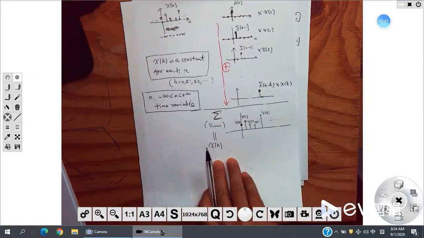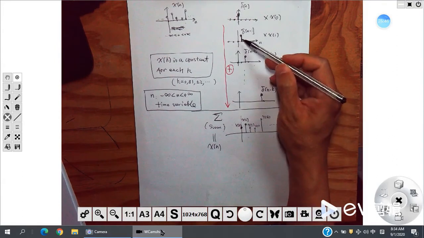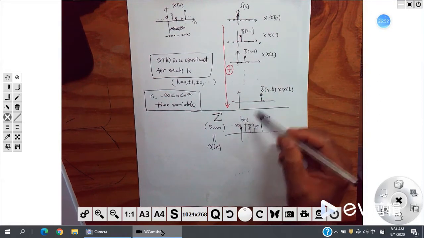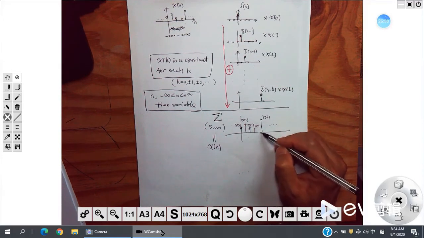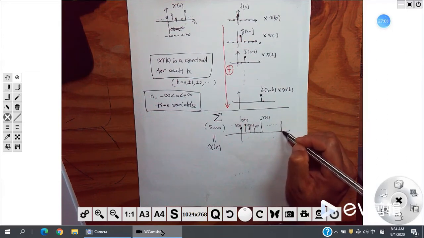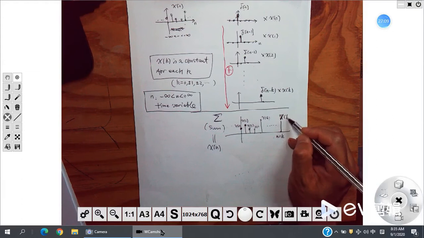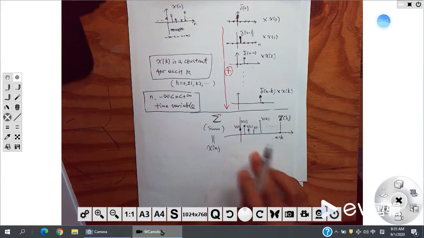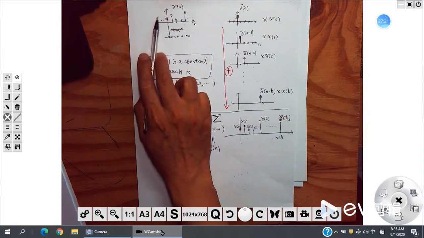It is just this term, delta times x of 0. And the second one is delta times x1. Then x2 is this one, and x3, x4, and so on. Generally, when n equals k, the delta gives x of k. So actually, this result is the same as this, but you look at it in a different way.